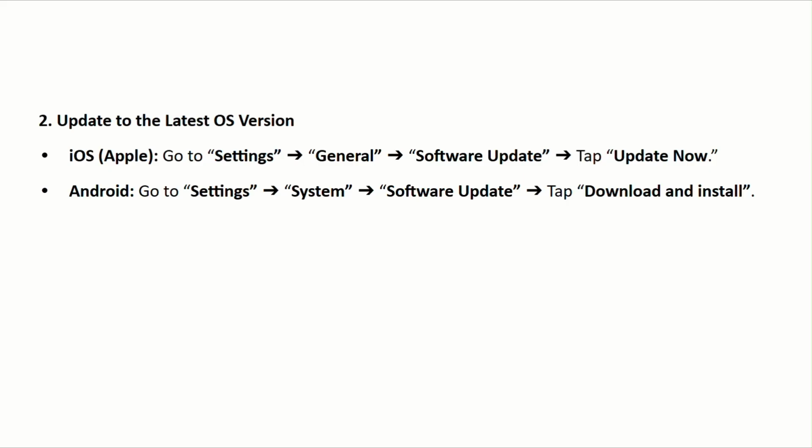Update to the latest OS version. On iOS, Apple, go to Settings, then go to General. Now tap on Software Update and click Update Now. For Android, go to Settings, find System, tap on Software Update and click Download and Install.